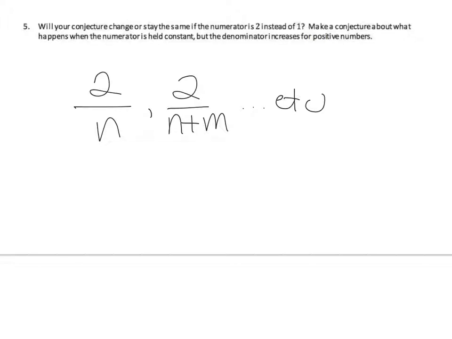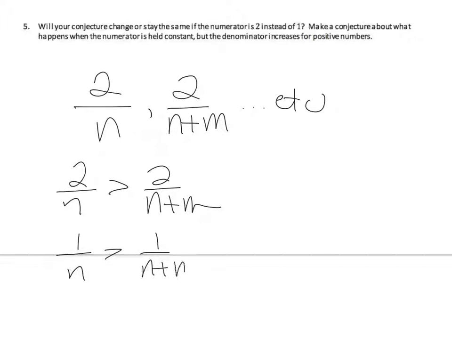It's going to stay the same because this would be the same as multiplying the inequality by 2. So we're multiplying the whole inequality by 2, and the overall inequality is held. It's still greater than, you're just increasing the scale by a factor of 2. So if the numerator is held constant and the denominator increases, you're dividing by a larger number, so you get a smaller number overall.